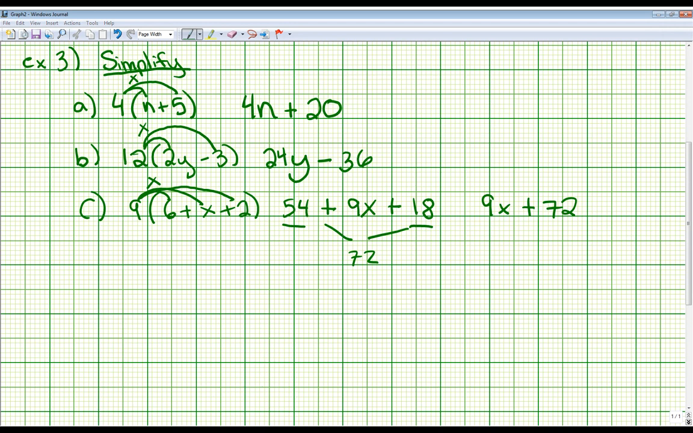Okay, so number 7, if you try the on your own questions, is 7a plus 14. Number 8 is 3d minus 33. And number 9 is 56 minus 28d.